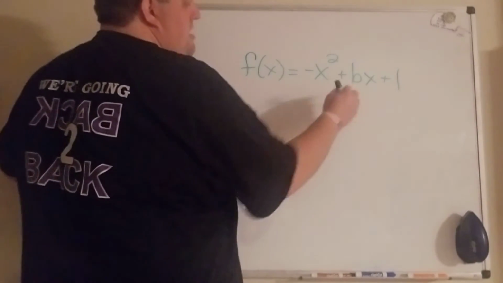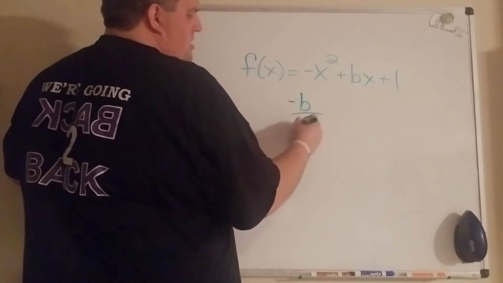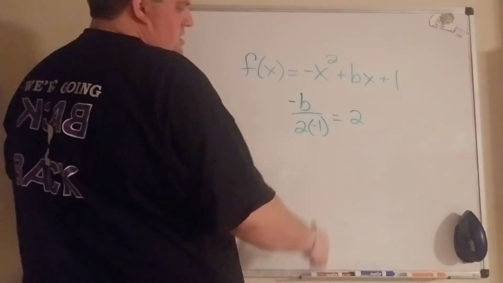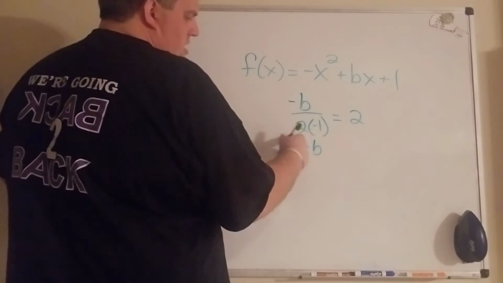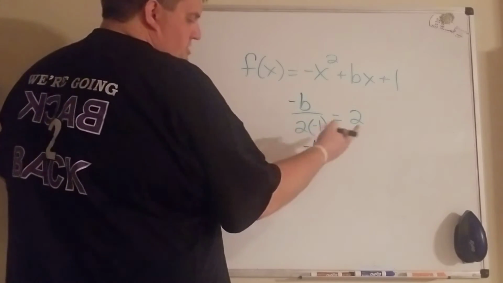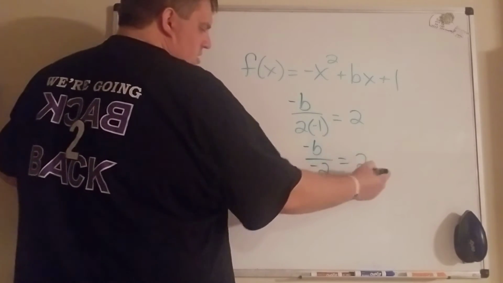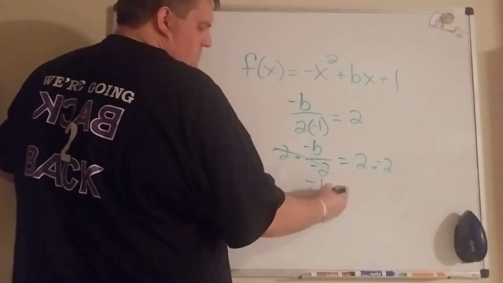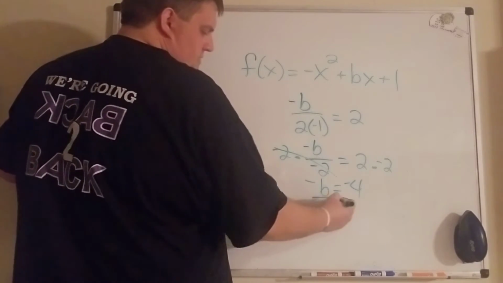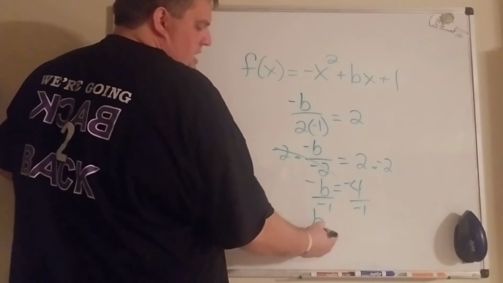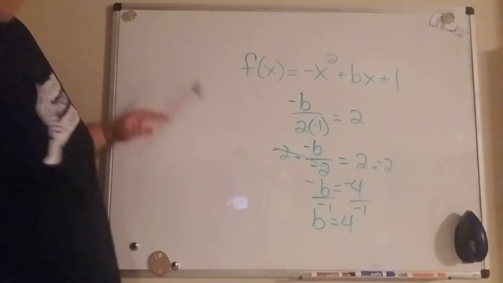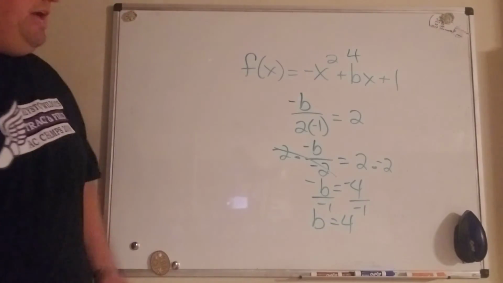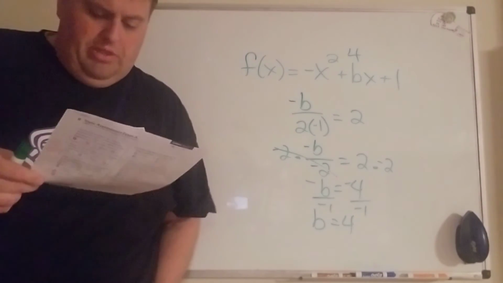So somehow I want negative b over 2a to equal 2. Well, let's see. Negative b, 2 times negative 1 is negative 2. Times negative 2 on both sides, you get negative b equals negative 4. Divided by the negative 1, and b is going to have to be 4. So the b value up here, if it was 4, then we would have the axis of symmetry that we would like.